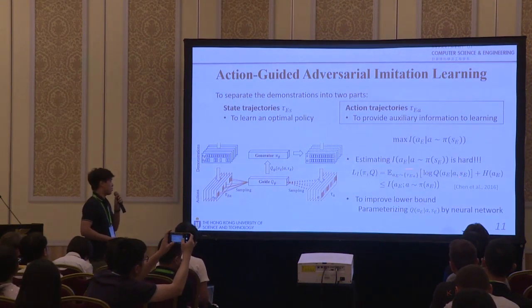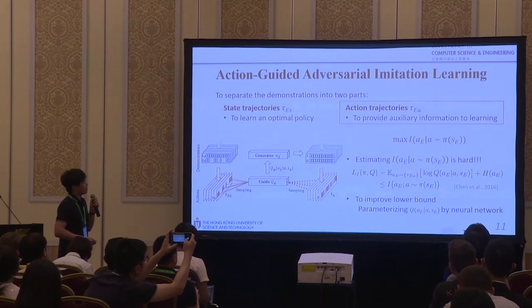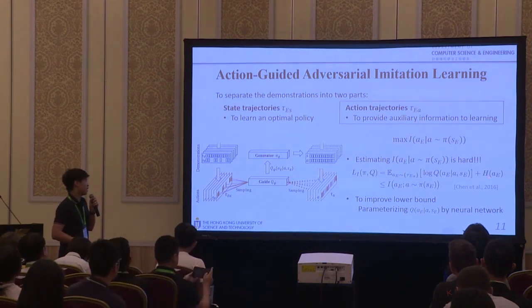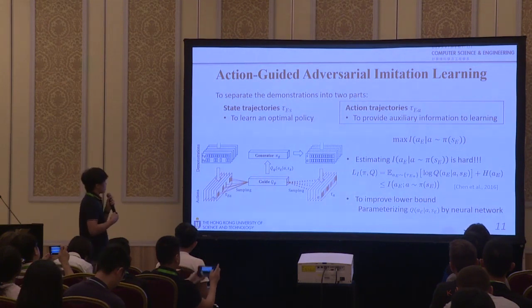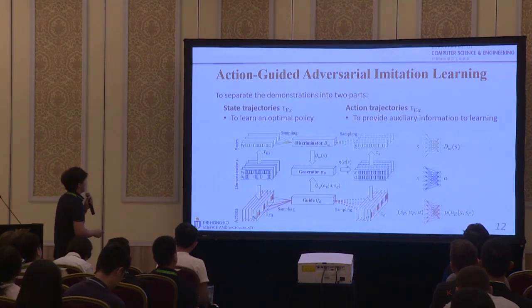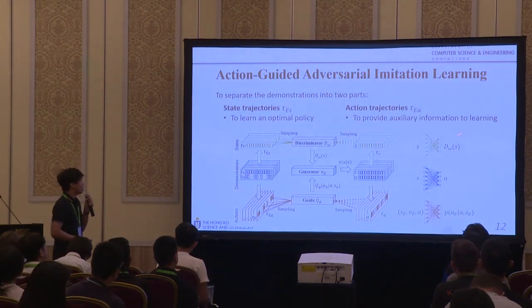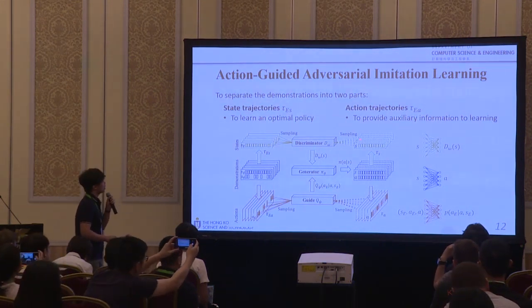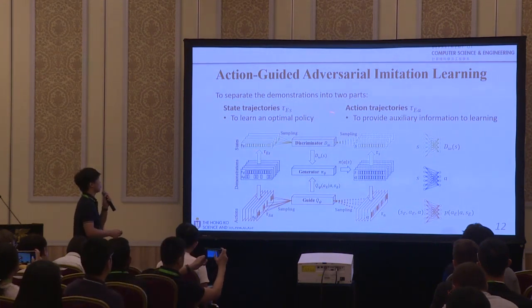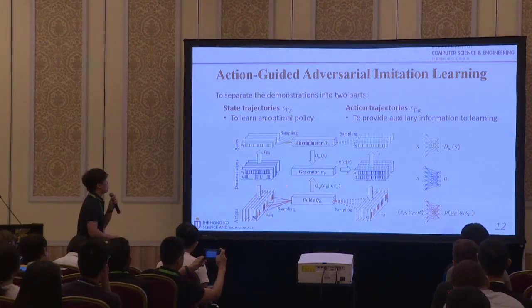So we use the idea of InfoGAN, that is information generative adversarial nets, to approximate this value. To sum it up, basically in this method we have three components. The first component is a discriminator. It tries to tell whether the state is from the demonstration or from the policy.